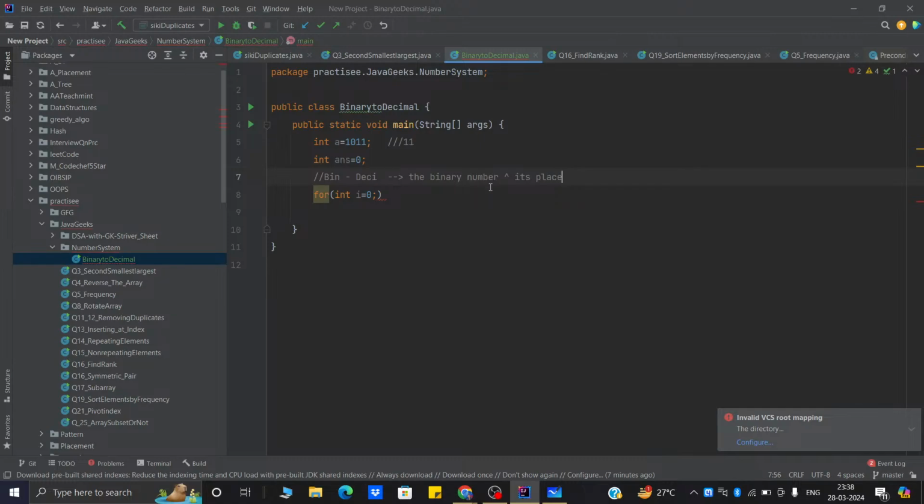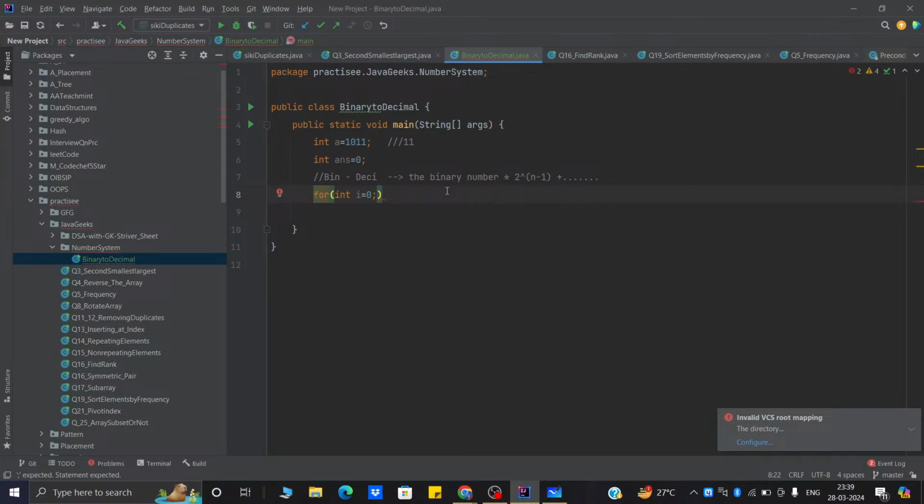The formula is binary digit into 2 to the power n minus 1, and it's actually the addition after multiplication, plus dot dot dot. This is the binary digit. This is 1 into 2 to the power 0 plus something something. Yes, I understood.